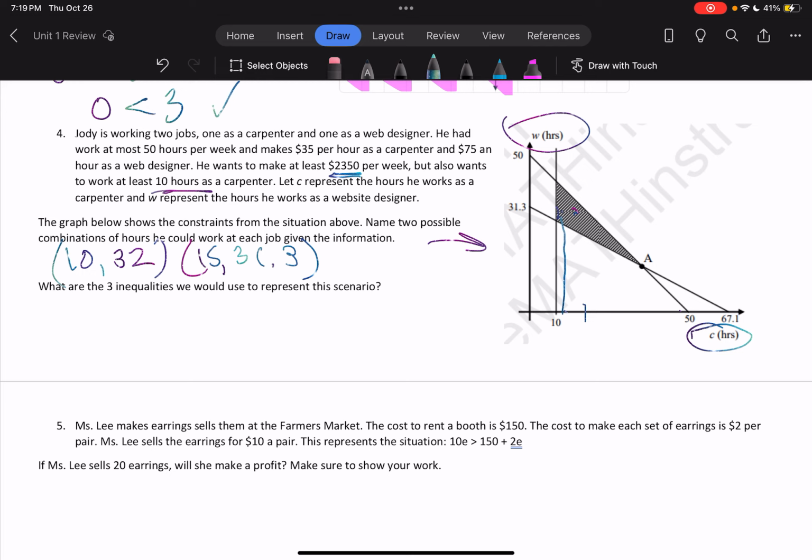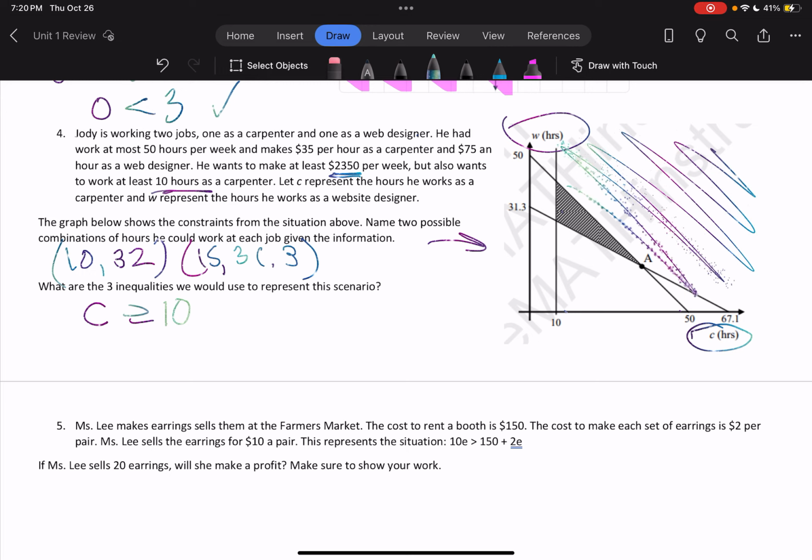All right, so anything that you can imagine being in this or that you can deduce is in this shaded area would work. It says, what are the 3 inequalities we use to represent this scenario? So I already started to talk about that. So we have at least 10 hours, okay? So C has to be greater than or equal to 10, right? The number of hours he's working as a carpenter is greater than or equal to 10. So imagine then that this side of that line would be shaded.